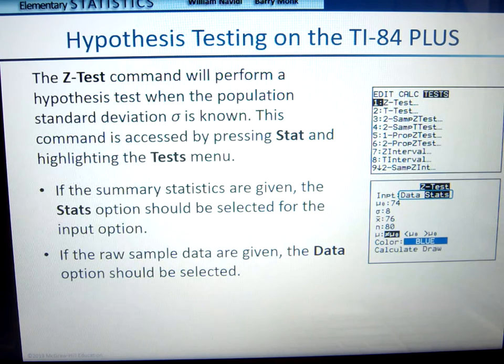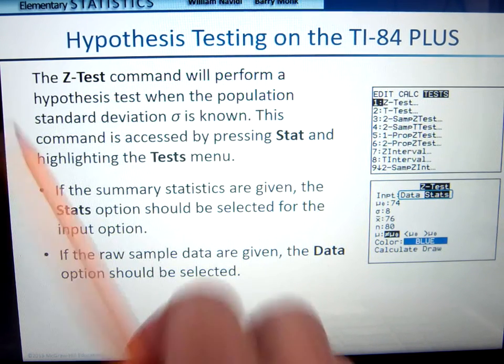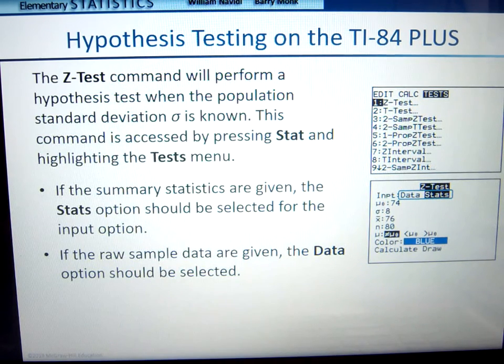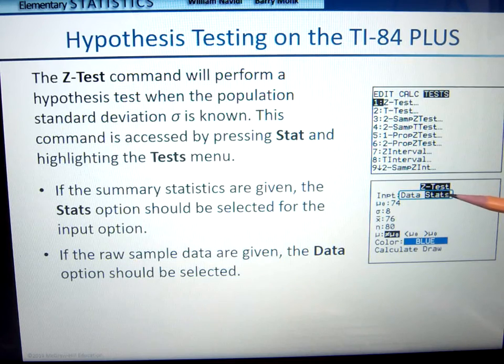Okay, using the z-test command, we perform a hypothesis test when the population standard deviation is known. Again, from the very beginning slide, I said you're going to have to keep track of these. This command is accessed by pressing stat, highlighting the test menu. If the summary statistics are given, the stats option should be selected for the input. If the raw data is given, the data option should be selected. So we've done this before. If we have our statistics, we press this. If we have our data, we press this.